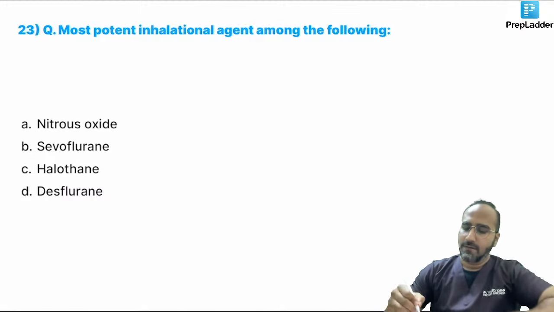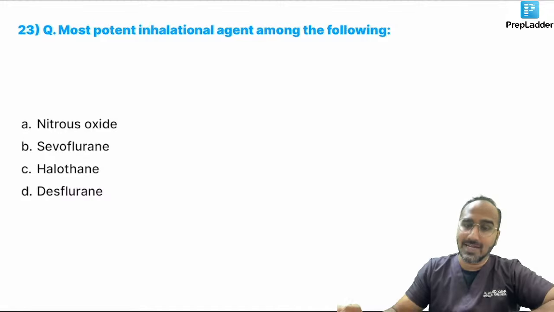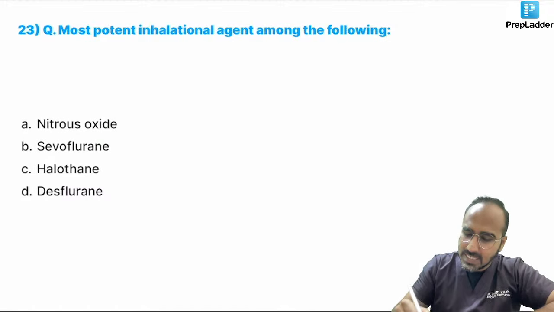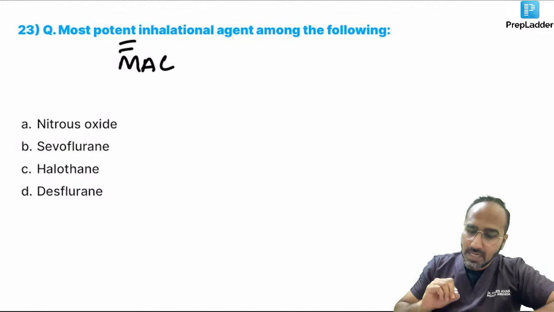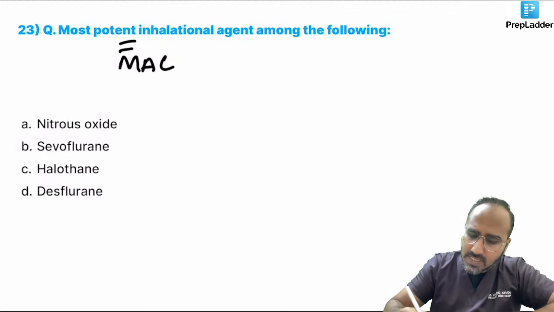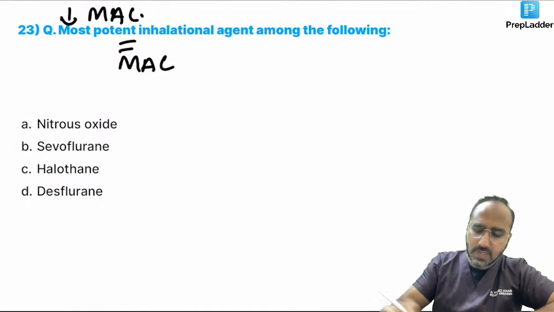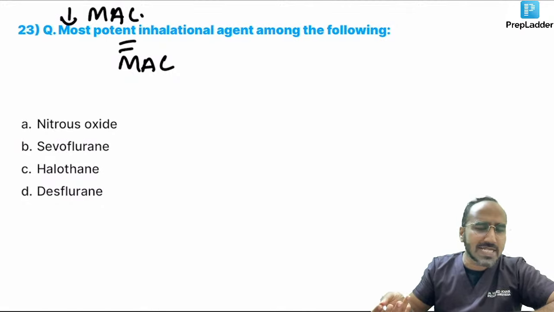Next, most potent inhalational agent among the following. Come on, guys. When I am asking you about the potent inhalational agent, basically I am asking about potency, which is determined by what? MAC. And remember, MAC and potency are always opposite. My question could be most potent, or I can also ask for the inhalational agent having low MAC. Low MAC or most potent, both are the same. Why? Because MAC indicates the potency.